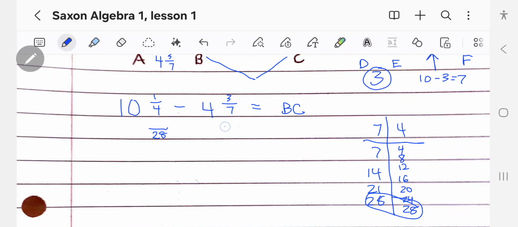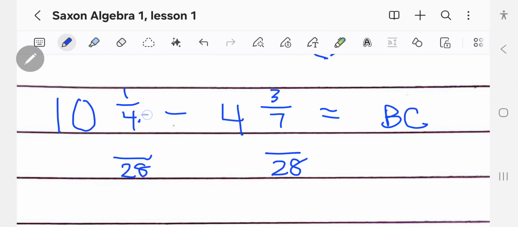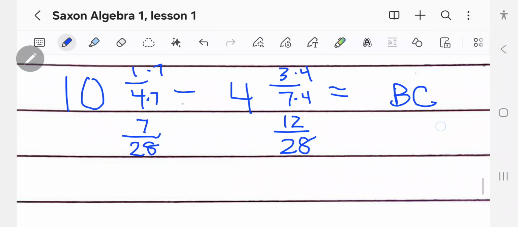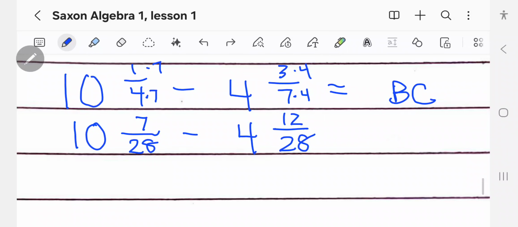So let's put 28 here. And what would I need to do to this 4 here to make it become 28? Multiply by 7. And what would I need to do to this 7? Multiply by 4. So now I can fill those in. This was a 1 times a 7, which is a 7, and a 3 times a 4, which is a 12. I'm going to bring down the whole numbers. And I have an issue like I had earlier: when I go to subtract this, I'll be fine to do the 10 minus 4, but look what happens when I try to do 7 minus 12. That's not going to work. So I can't do the 10 minus 4 yet. I'm going to need to borrow.